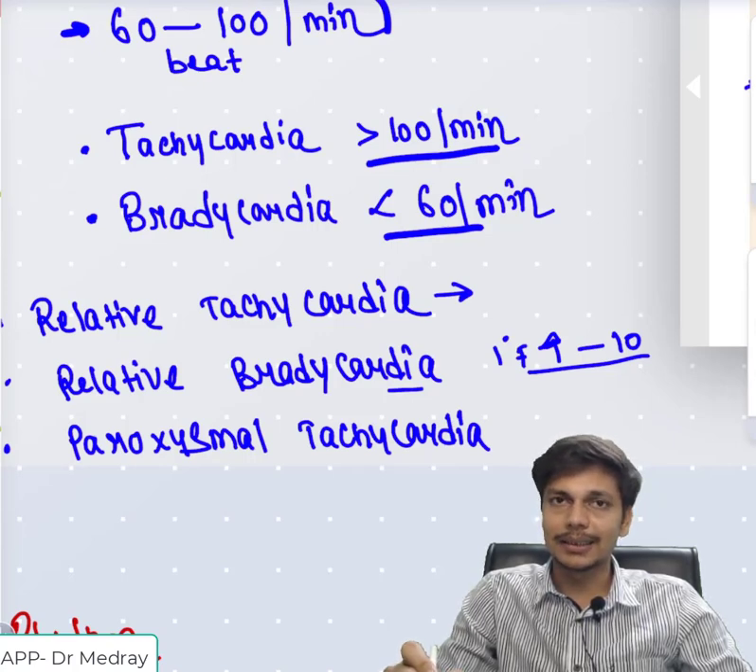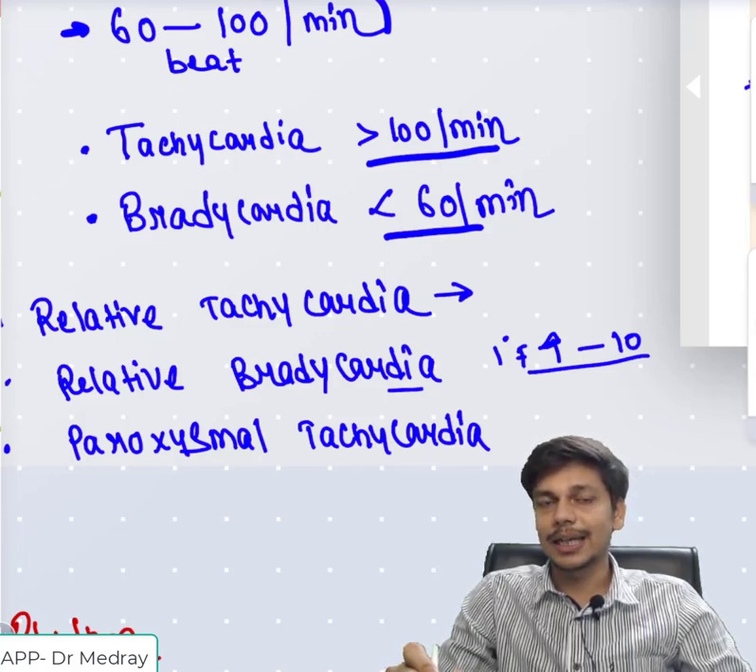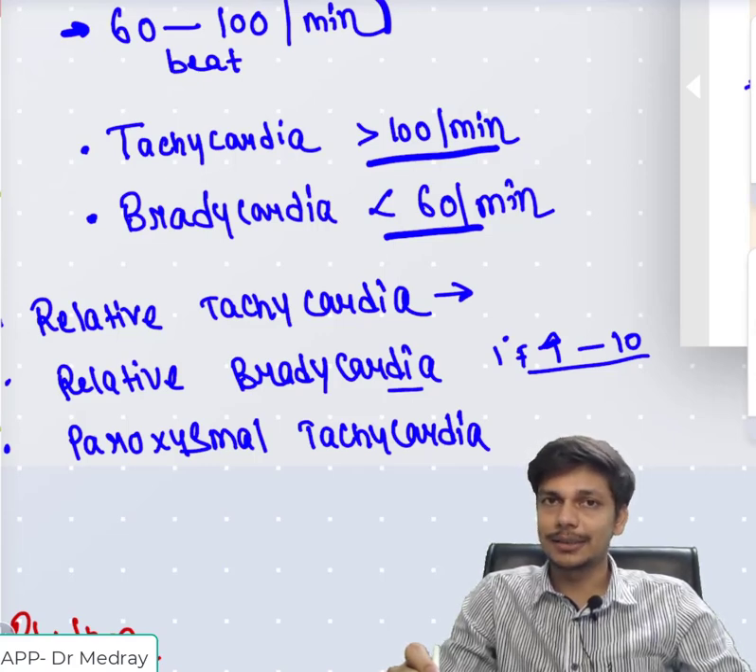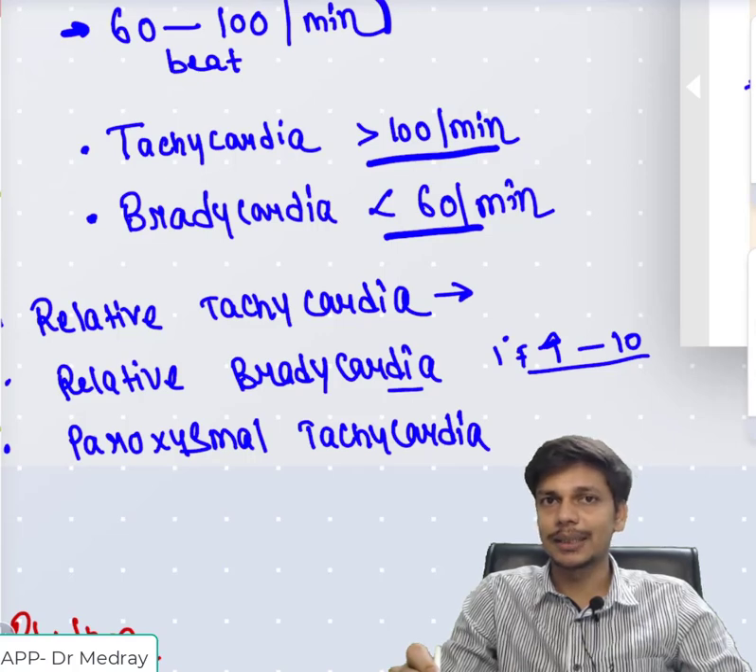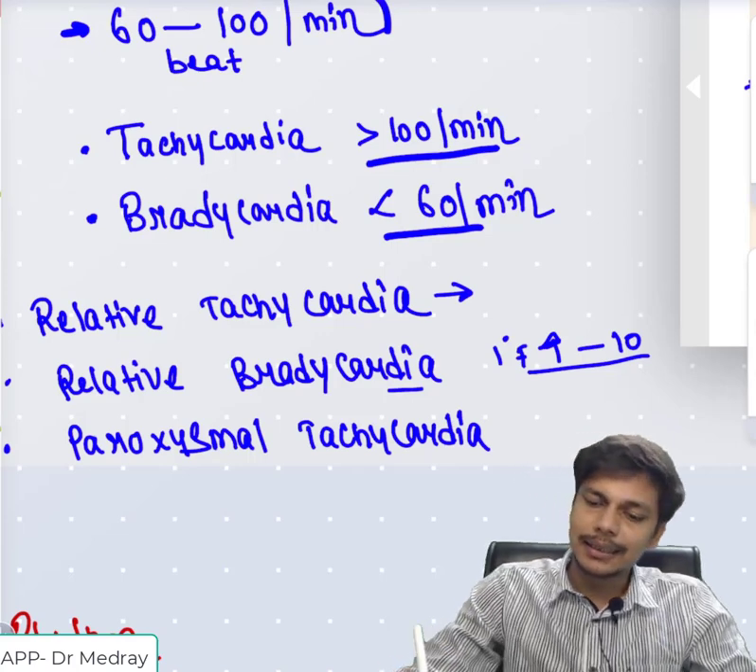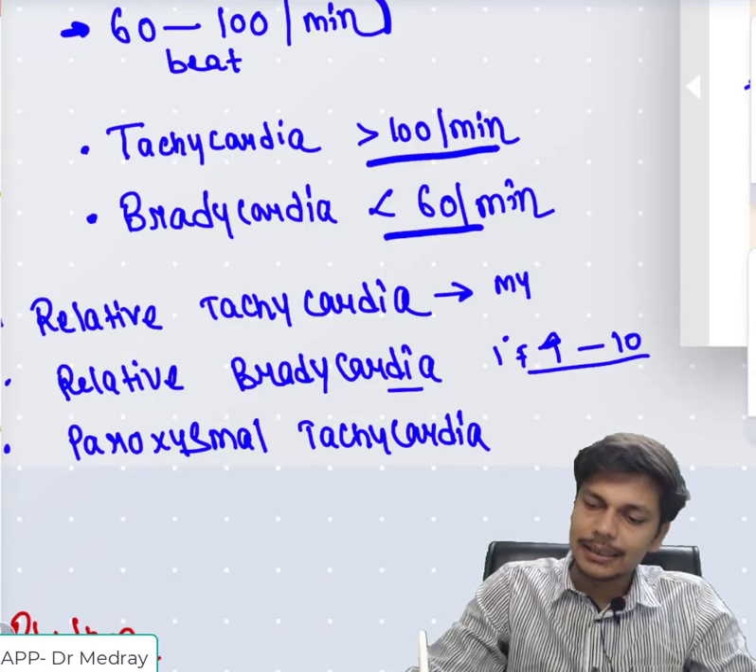There are some conditions which cause relative bradycardia, especially typhoid fever or enteric fever. The first week of enteric fever especially leads to relative bradycardia. Other infectious conditions can also cause relative bradycardia, like brucellosis. Any viral infection can also cause relative bradycardia. Relative tachycardia, on the other hand, is because of myocarditis. That means relative tachycardia occurs in a condition called myocarditis.